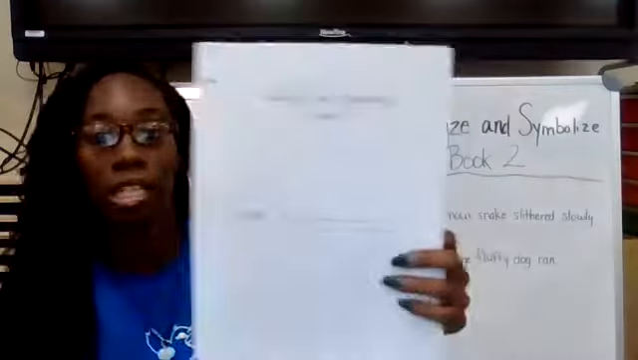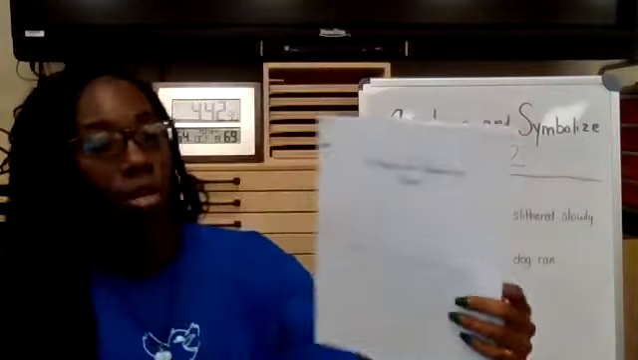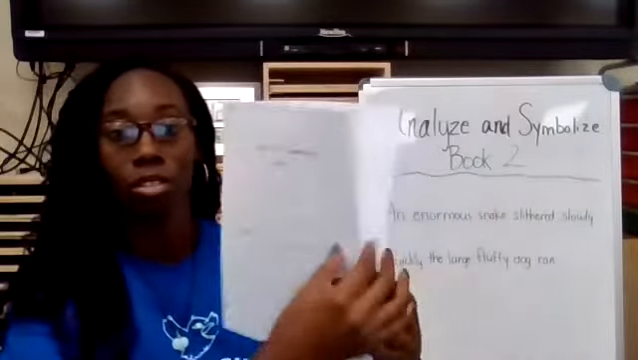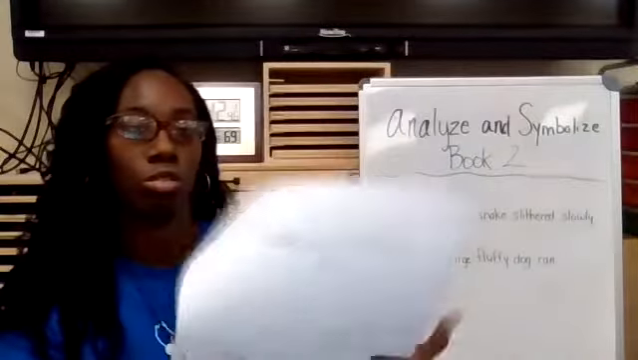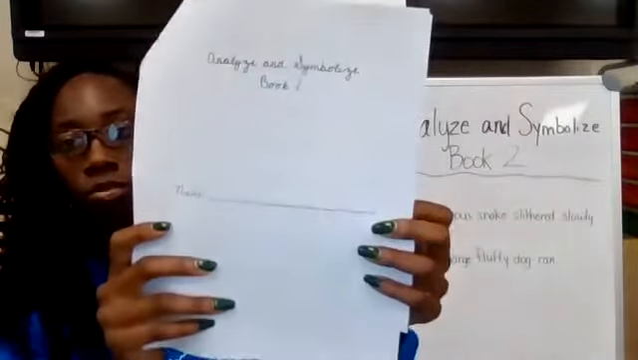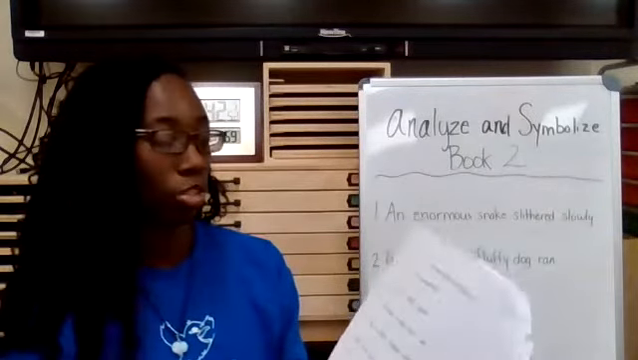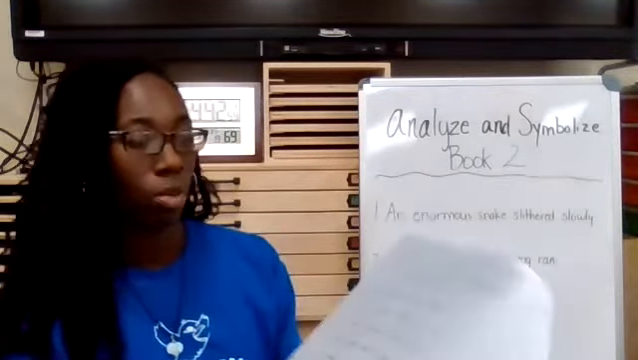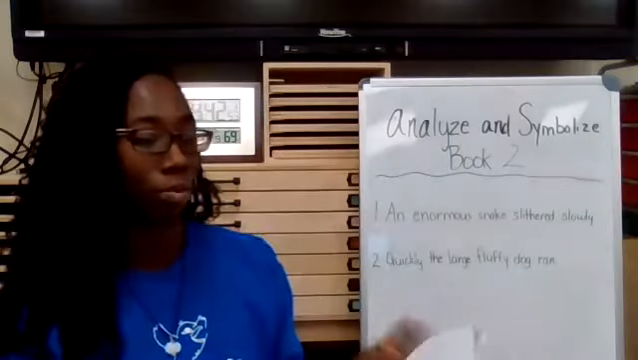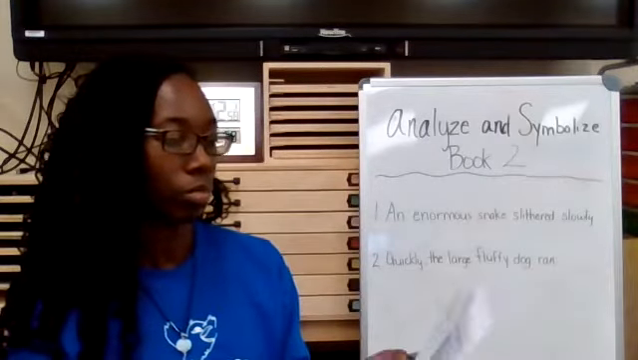So you are going to need this. This is the Analyze and Symbolize Book 1. So you just need the same packet and then you'll turn to Book 2, okay? All right, so if you have not finished these papers, you do need to make sure you do that. That way you can move on to the next thing, okay? So Book 2.